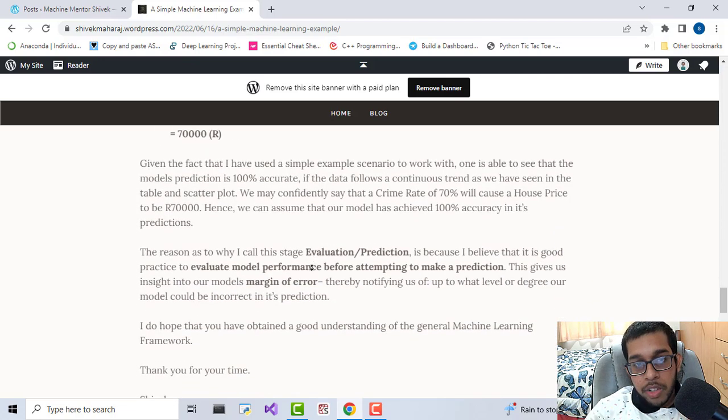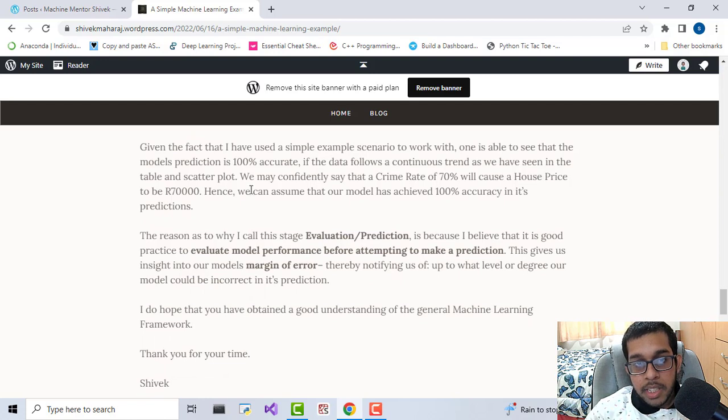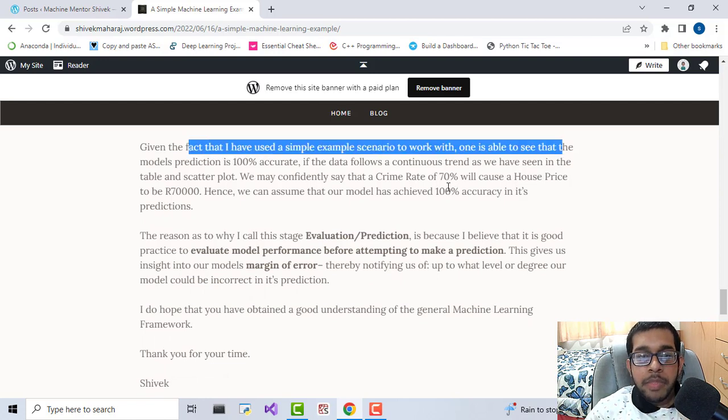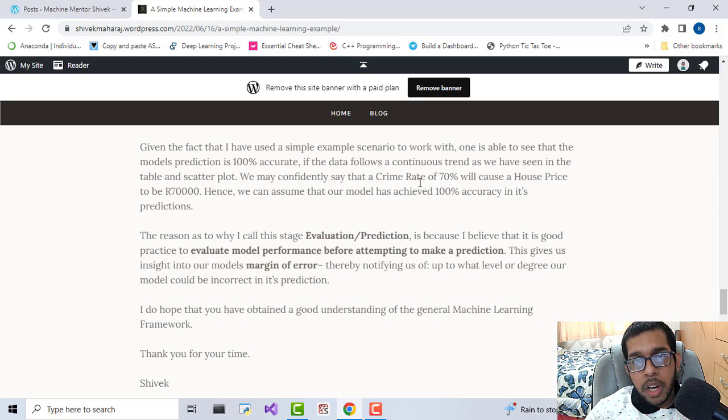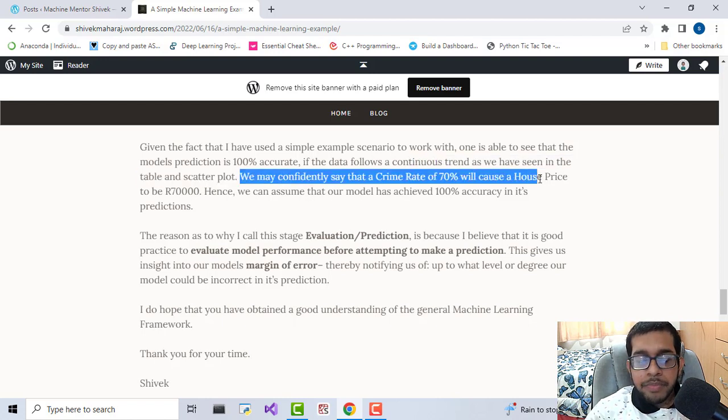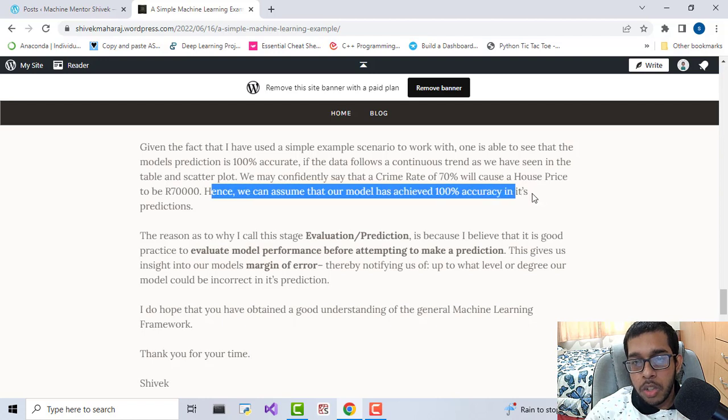Now, you guys should realize that in this example, I've used a very simple scenario. One is able to see that the model's prediction is 100% accurate if the data follows a continuous trend, as we've seen in the table and scatter plot. We may confidently say that a crime rate of 70% will cause a house price to be 70,000 rand. Hence, we can assume that the model has achieved 100% accuracy in its predictions.